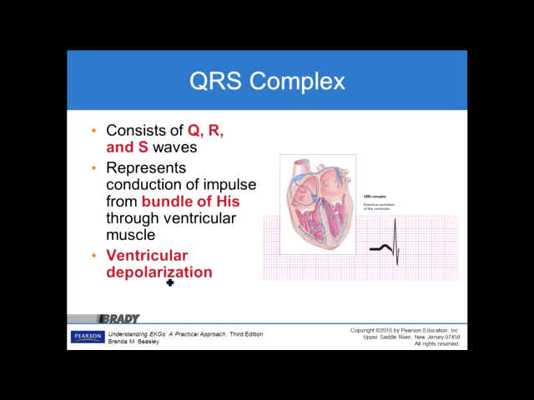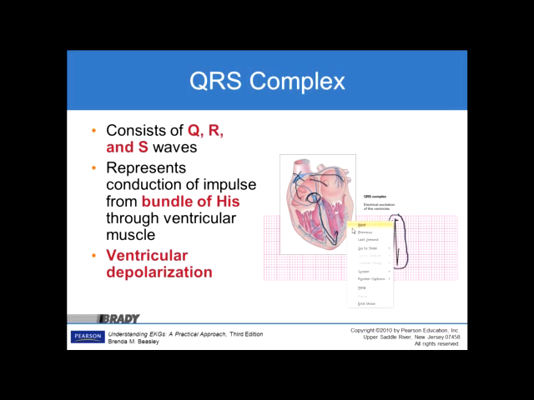The QRS complex consists of the Q, the R, and the S waves. Represents the conduction of impulses from the bundle of His through the ventricular muscle, and this would be the ventricular depolarization. Again, the QRS complex is here on the EKG paper. The SA node has already fired. There's our P wave. It goes across the atria. It travels to the AV node. At the AV node, it gets transmitted into the bundle of His and continues to travel in this direction.